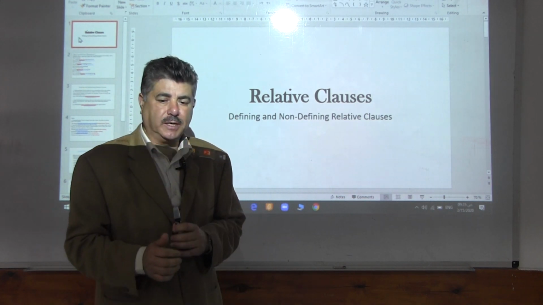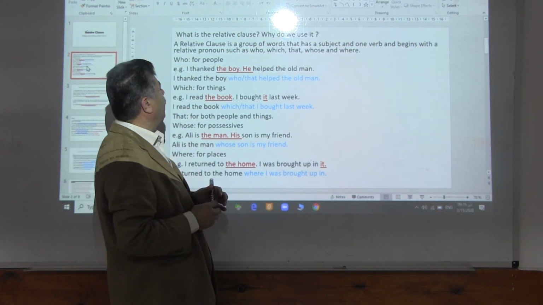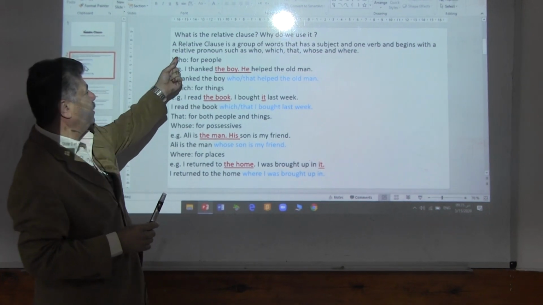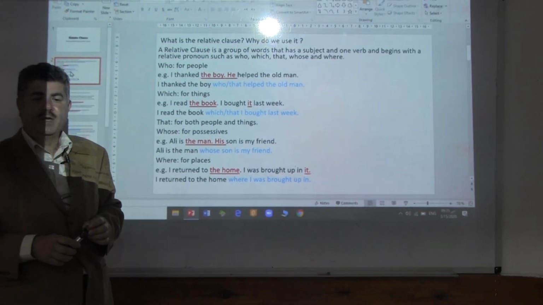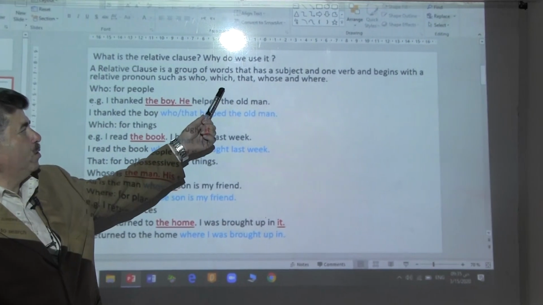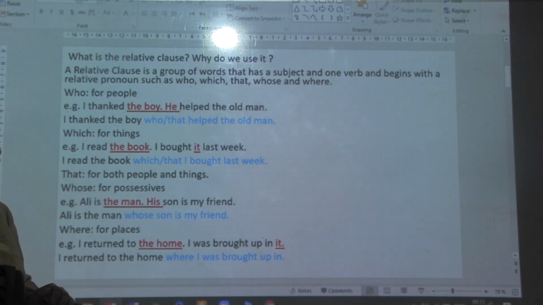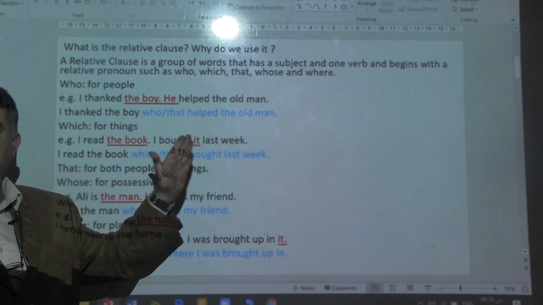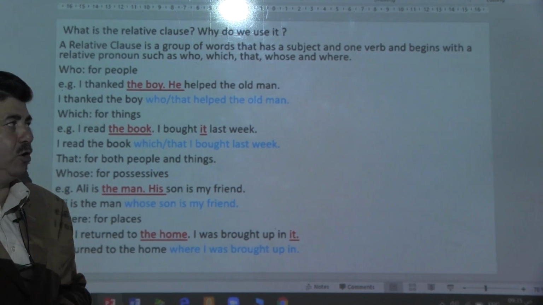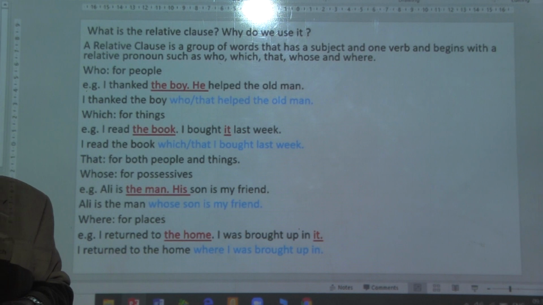A relative clause is a group of words that has a subject and a verb, and it must begin with a relative pronoun. Now the relative pronouns, we have different relative pronouns such as who, which, that, whose, and where. These are relative pronouns. But the whole sentence together, which begins with the relative pronoun, is called a relative clause. We use who when we are talking about people.